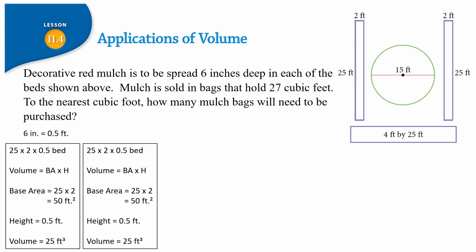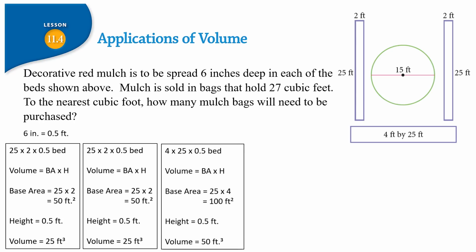Now I'm going to look at the bottom rectangular one. That's a 4 foot by 25 foot, and again, 6 inches deep, which is 0.5. Base area times height, because it's a prism. So that means 25 times 4, which is 100 square feet, multiplied by 0.5 feet for the height, and you have a volume of 50 cubic feet.